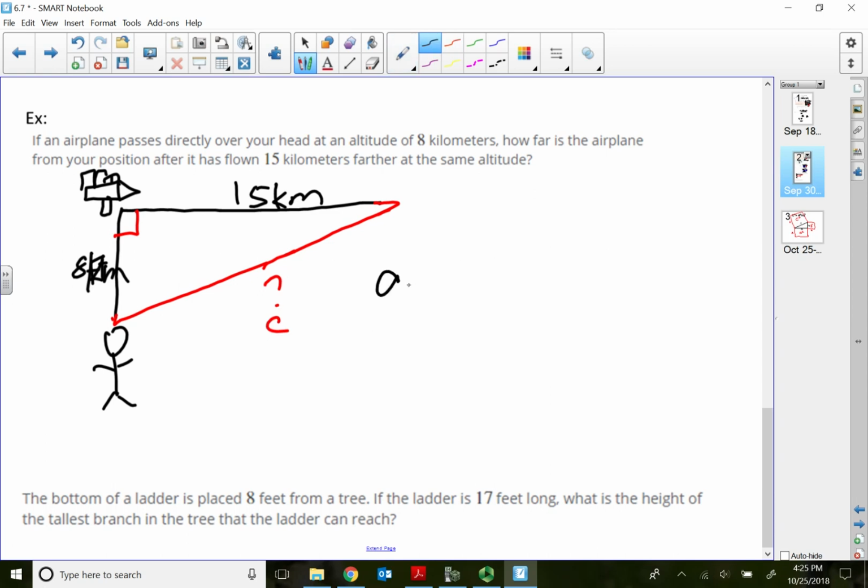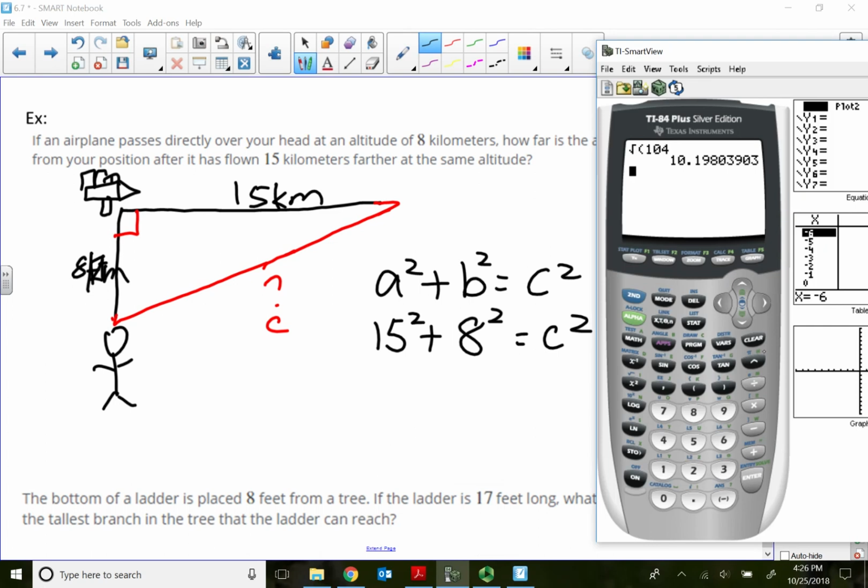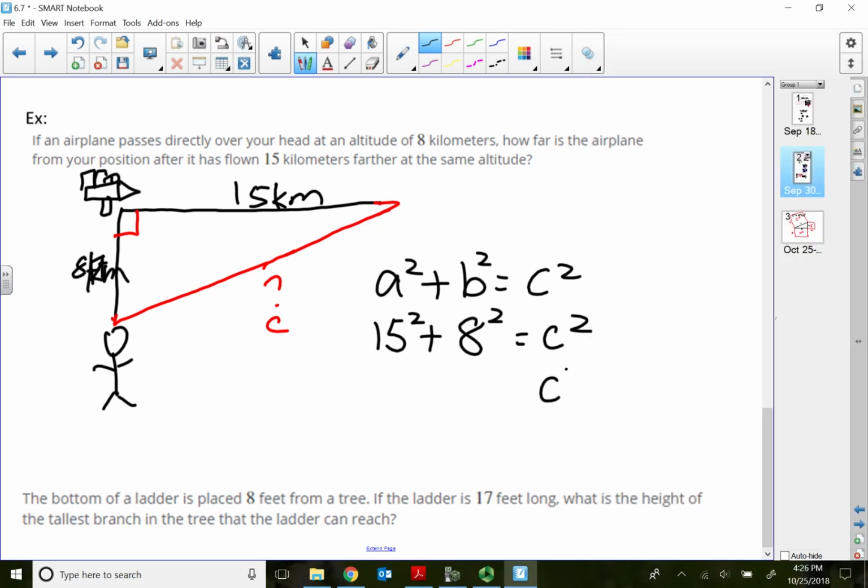All right, so A squared plus B squared equals C squared. The two legs, A and B, it doesn't matter which is A and which is B, okay? So let's say A is the 15, how about that? Squared, plus my B, which is 8 kilometers squared, equal to C squared. Let me punch this in, let's see what it is. So 15 squared plus 8 squared is 289. So my C squared equals 289.